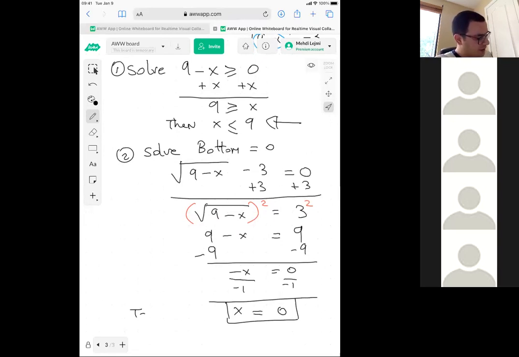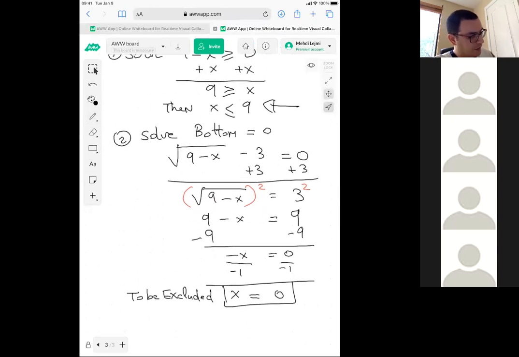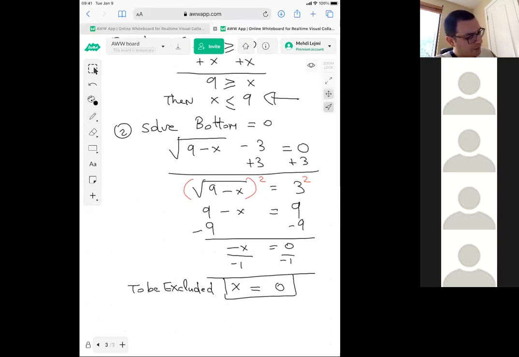So we have to exclude this value here. So this is to be excluded. That's where the bottom is 0, and we are not allowed to divide by 0. So we have to exclude this x equal to 0. So what we are saying here, we have two things, right? We said x is less than or equal to 9. And then we have to exclude this x equal to 0, right?